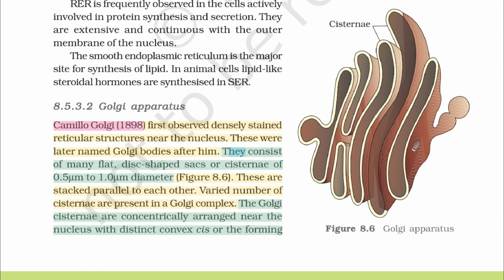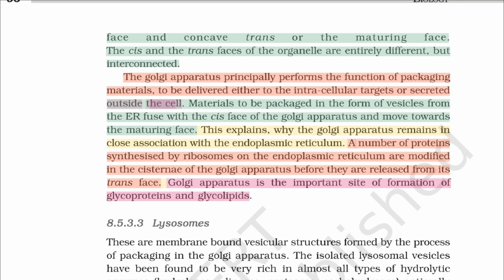8.5.3.2. Golgi apparatus. Camillo Golgi, in 1898, first observed densely stained reticular structures near the nucleus. These were later named Golgi bodies after him. They consist of many flat, disc-shaped sacs or cisternae of 0.5 micrometer to 1.0 micrometer diameter, figure 8.6. These are stacked parallel to each other. Varied numbers of cisternae are present in a Golgi complex. The Golgi cisternae are concentrically arranged near the nucleus with a distinct convex cis or forming phase and a concave trans or maturing phase. The cis and the trans phases of the organelle are entirely different but interconnected.